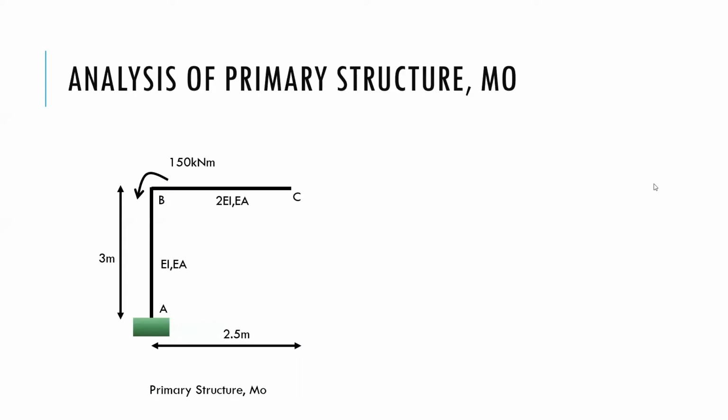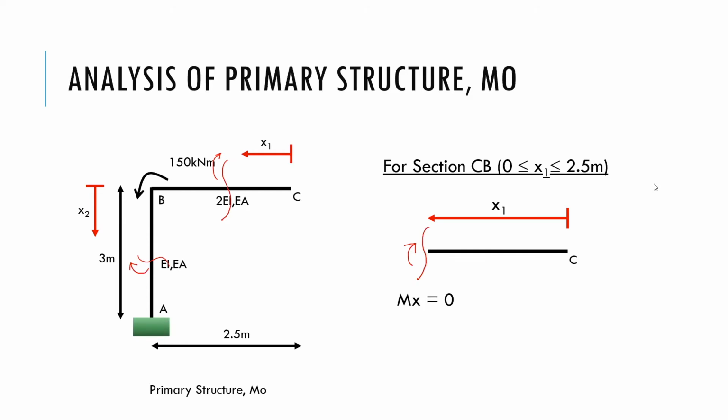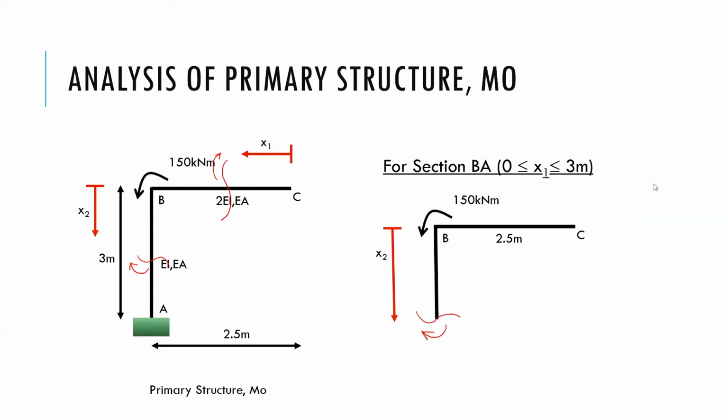To analyze the primary structure, we can cut into 2 sections, one at CB and another at BA. This is the free body diagram for section CB with the range 1 to 2.5 meter, and the bending equation Mx is equal to 0 as there is no load acting on the section. This is the free body diagram for section BA with a range 0 to 3 meter, and the bending equation Mx is equal to 150 kilonewton meter.